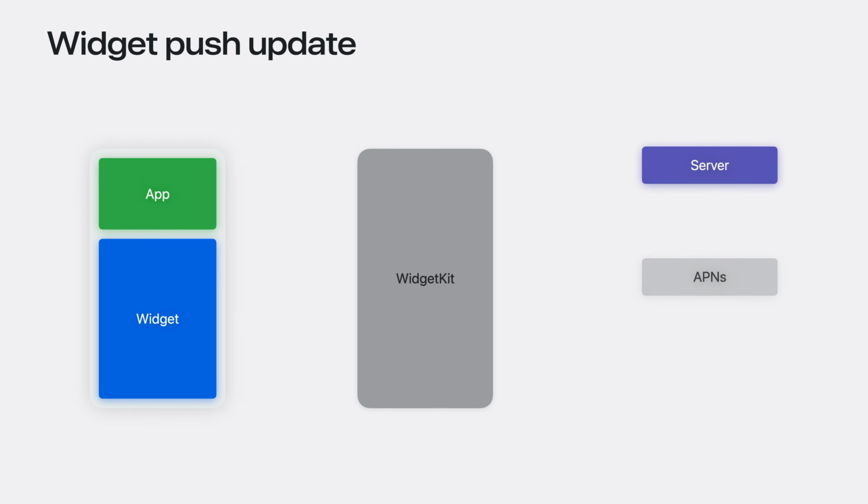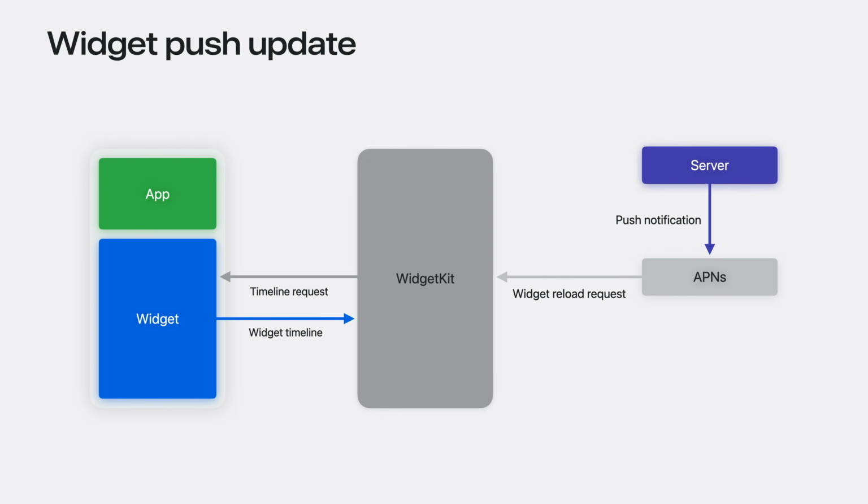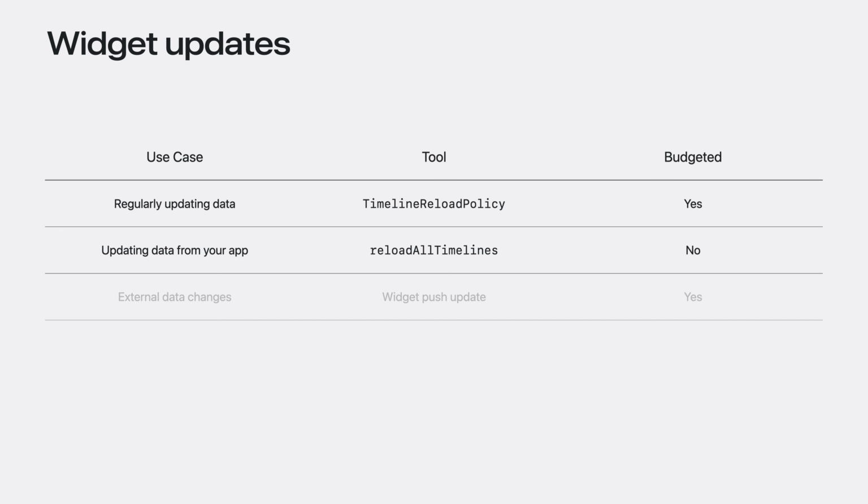This is where widget push updates come in. A server tracking data changes can send a push notification to APNS, which will tell WidgetKit to reload that app's widgets. And like other updates, WidgetKit will then request an updated timeline from the widget. Widget push updates are a great tool if data can change external to that device. Just like the timeline reload policy, widget push notification updates are also budgeted to maintain performance and battery life.